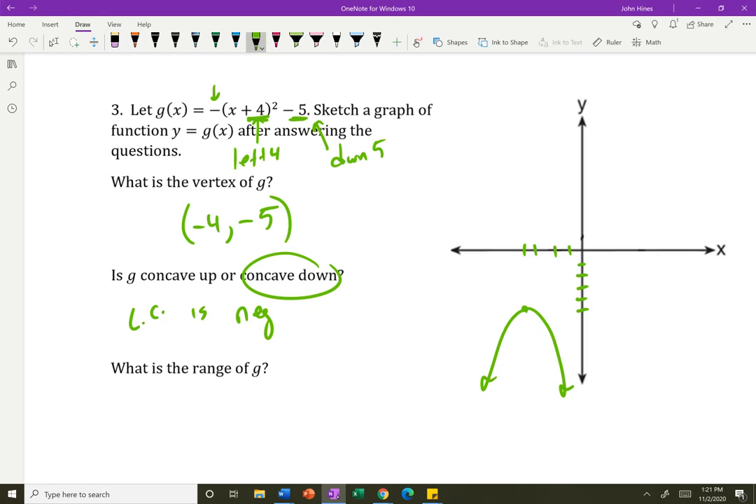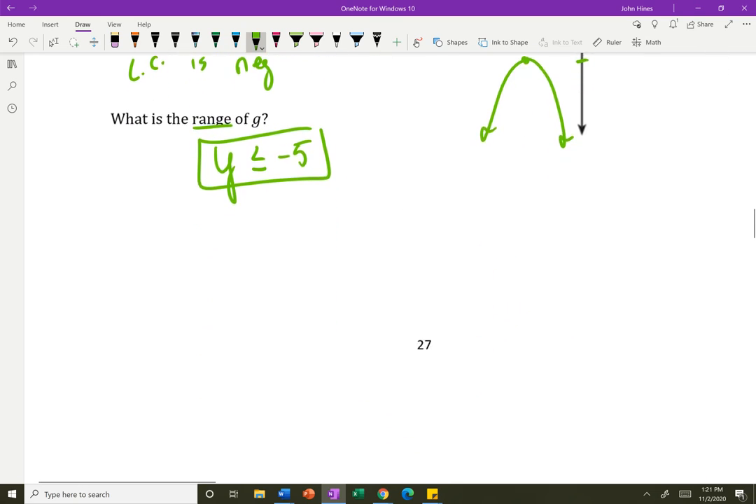And my range, well, my y values, range is y, domain is x. Well, where's the vertex? The y value there is negative 5, and I've got to be smaller than it. y is less than or equal to negative 5. Notice that there's no real zeros here, and I know that just by quickly looking at this sketch right here.